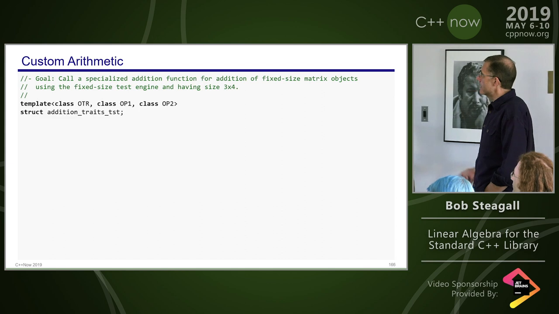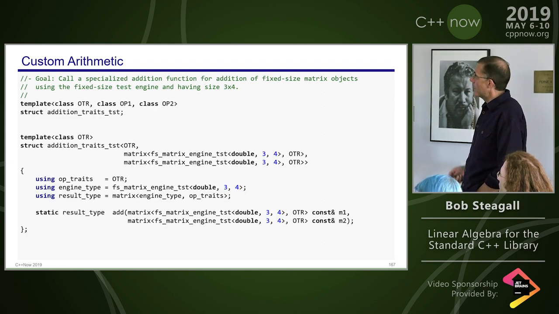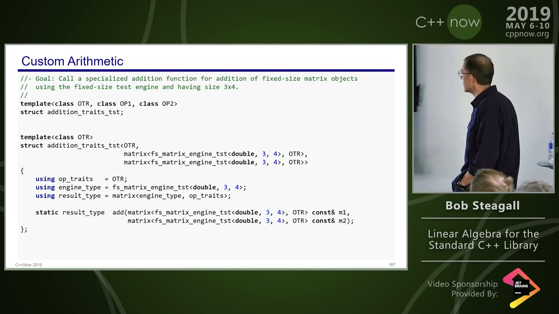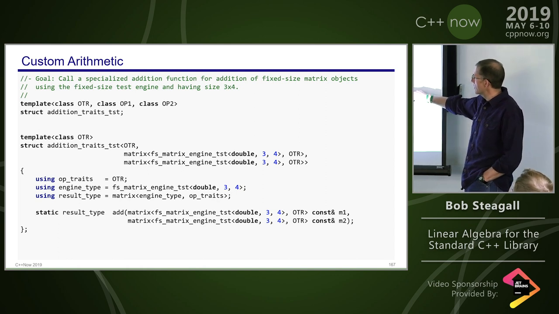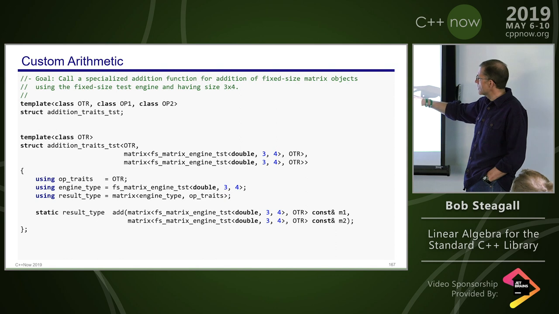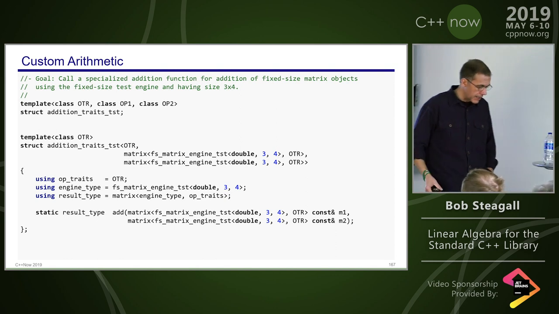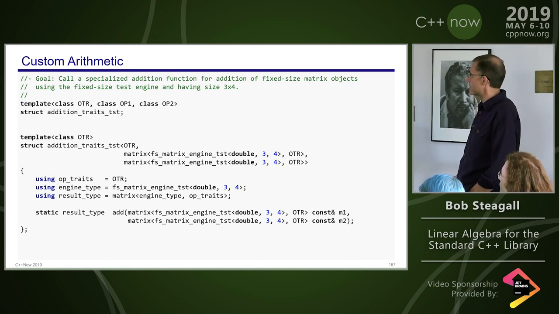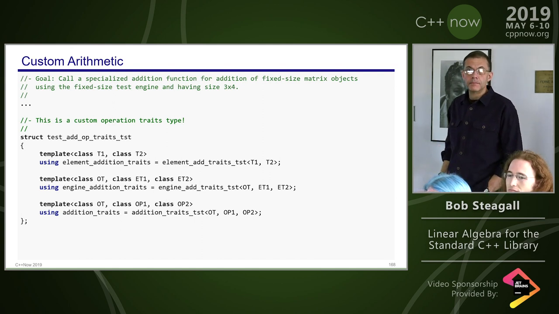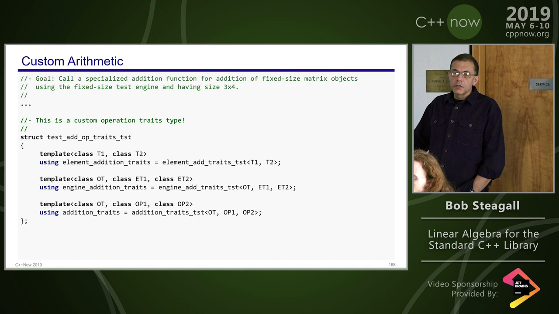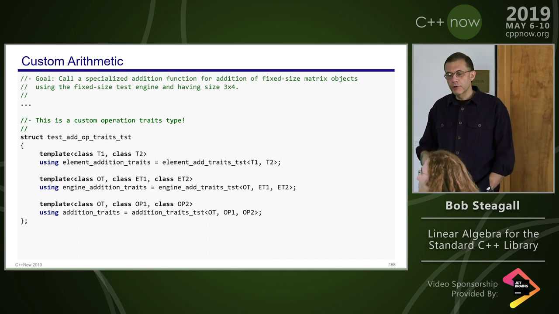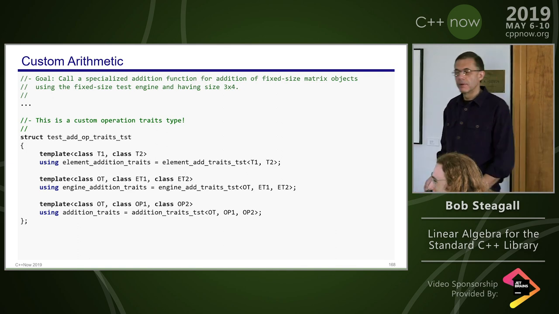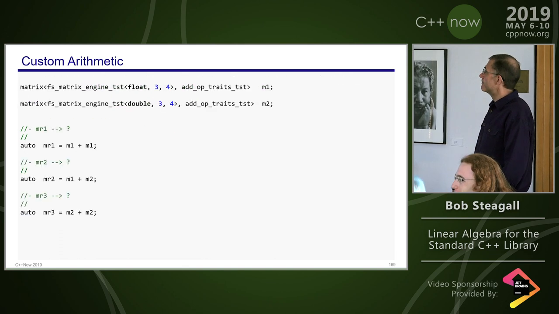Custom arithmetic, I think this is the thing that people are going to be most interested in. I'm going to create a custom addition traits type, and here I'm really going to drill down. In the case where I have a fixed size matrix engine, my new engine, and I have matrices of double, and my size is 3x4, only in that case do I want to apply my customized add operation at the bottom of the traits there. But you could extend it to add matrices that are like 3, 4, and then 1. You could make it whatever you want it to be. It depends on the level of creativity that you want to go to with custom adding, full and partial specializations of the traits. So anyway, let me go quickly.